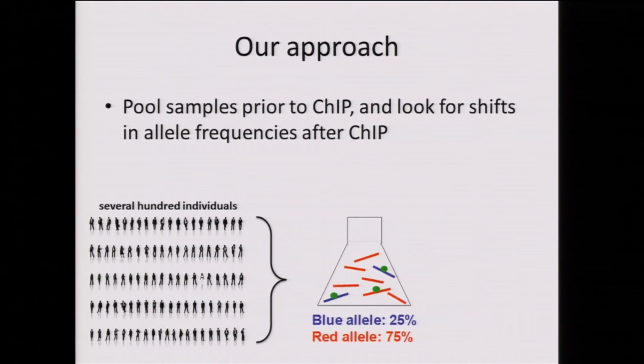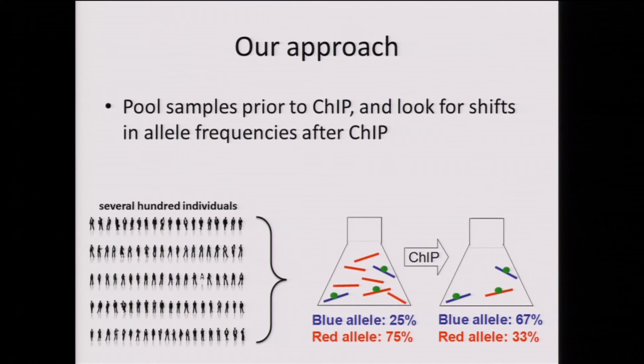So let's imagine a particular SNP with two alleles. We'll call them red and blue. And then we have a transcription factor, which is this green dot, which binds to some of these alleles. And so the blue allele starts out as the minor allele. It's more rare, but it also has a higher affinity for this transcription factor. So after we do the ChIP, we see that the allele frequency of the blue allele has actually increased because it had this higher affinity. And so we see a shift in the allele frequency comparing the pre-ChIP and the post-ChIP samples.